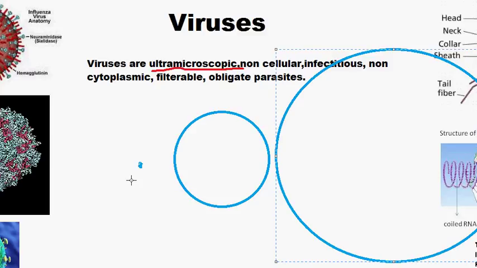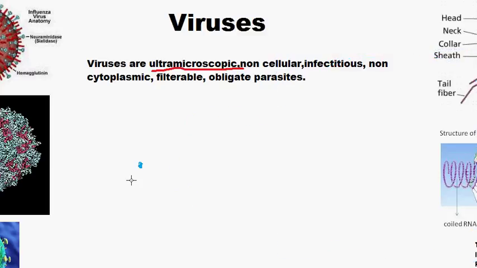Now let us move to the next term, non-cellular. What do I mean by non-cellular? Non-cellular means that they are not cells. We can say a bacterial cell, but a virus, no, it is not a cell. Why is it not a cell? Because it does not have any type of organelles. That is the main point. A cell should have some type of organelles, right? A body should have some type of organs, then we call it a body.